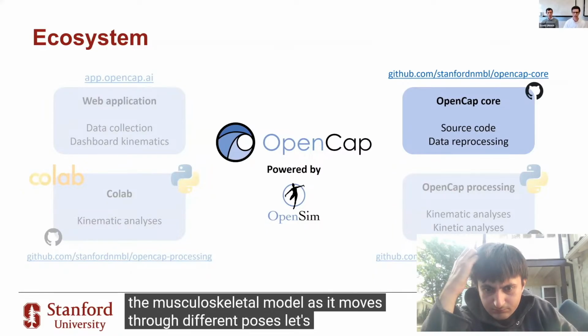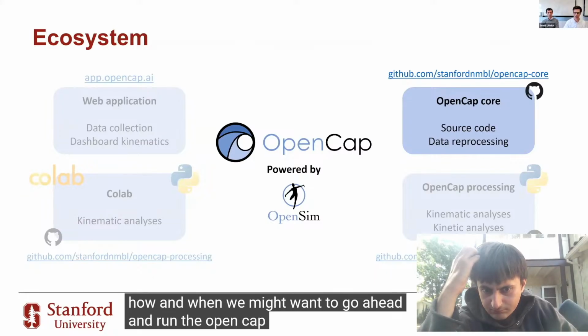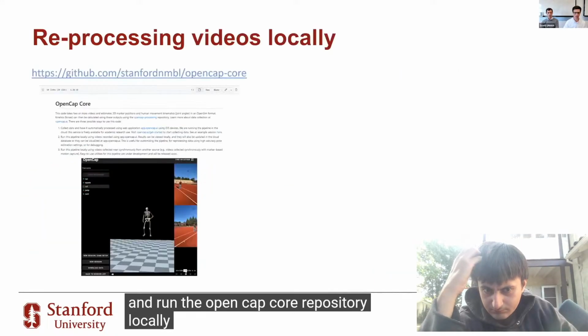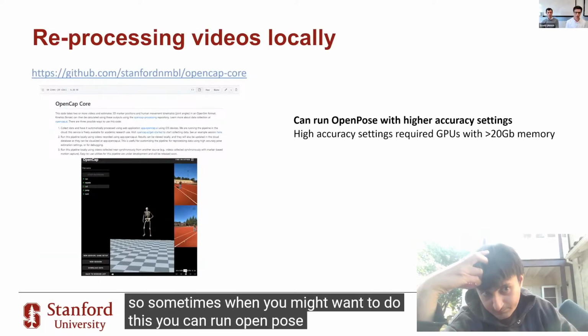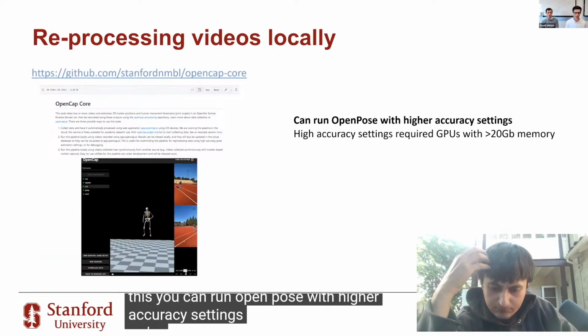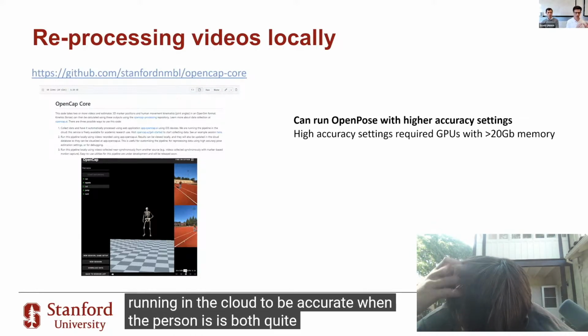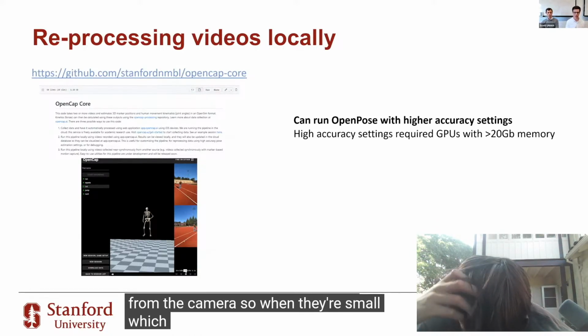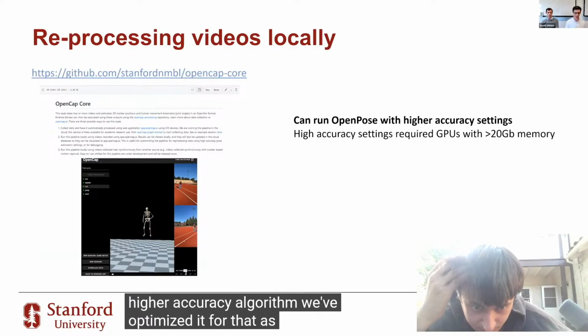Let's talk about how and when we might want to go ahead and run the OpenCap core repository locally. Sometimes when you might want to do this, you can run OpenPose with higher accuracy settings. We've optimized the settings that are running in the cloud to be accurate when the person is quite far away from the camera, so when they're small, which requires a slightly slower and higher accuracy algorithm. We've optimized it for that, as well as the computation speed.